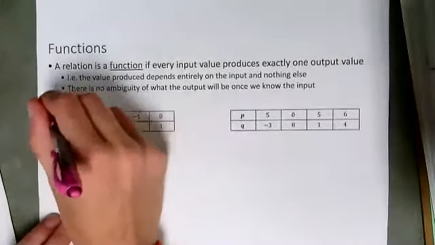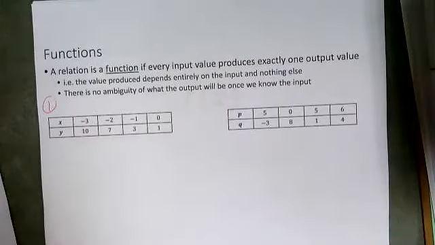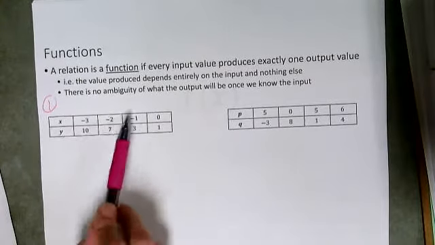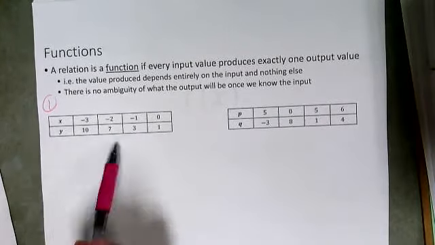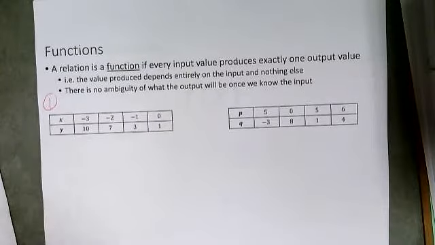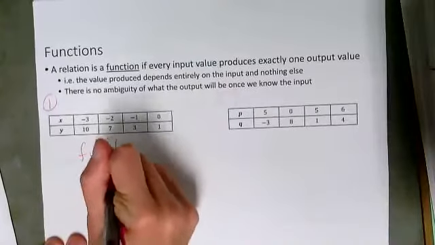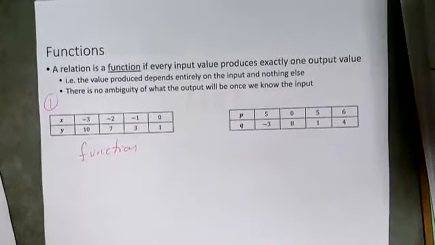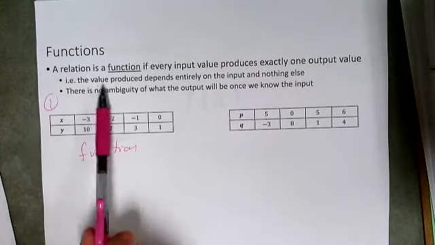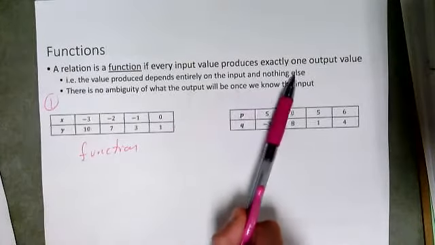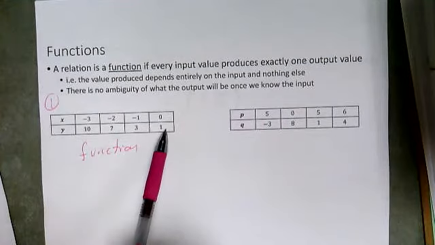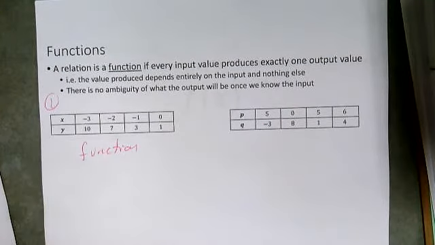Let's look at this first one. Is this a function? Look at the input values. There's only one input value of each kind: there's only a 1, -3, 1, -2, 1, -1, and they produce different output values. Technically, that's not important right now, but all the input values are distinct. So yes, this one is a function. All the values produced depend entirely on one input value and nothing else. So each one of these has only one input value.